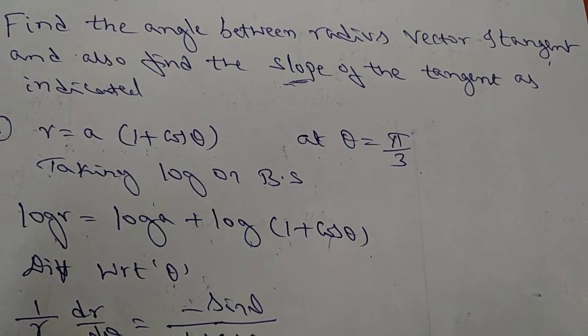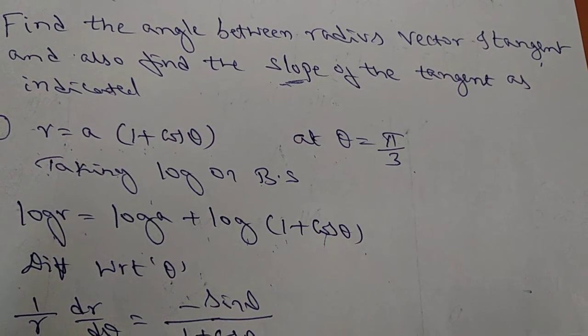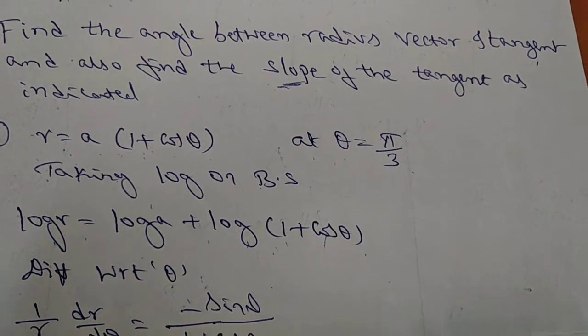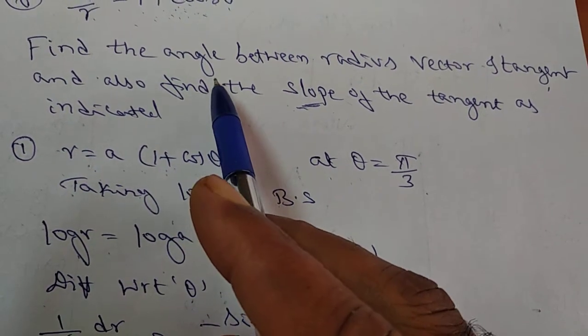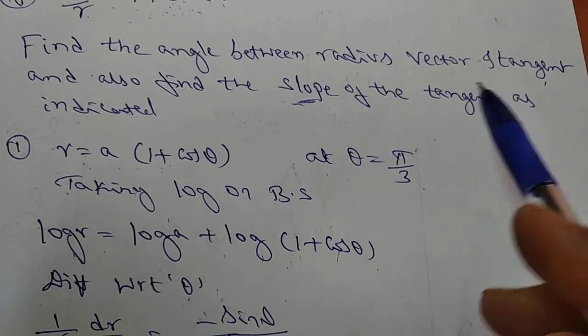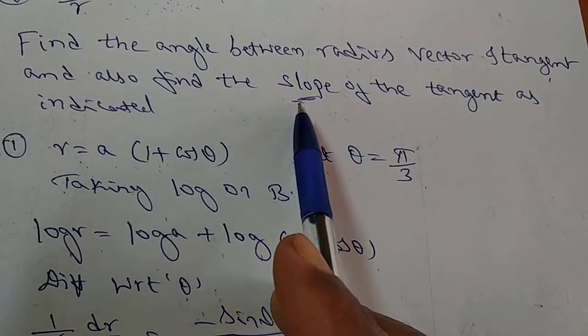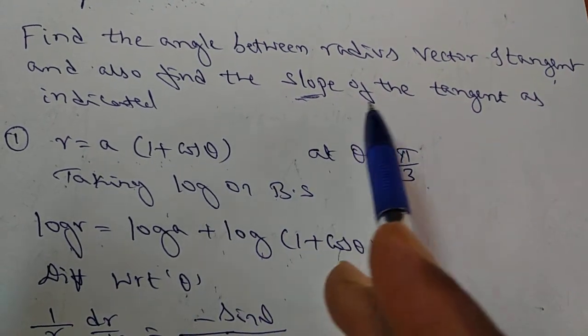Good morning. Today I want to discuss problems on radius vector and tangent. So first problem, find the angle between radius vector and tangent and also find the slope of the tangent as indicated. The angle between radius vector and tangent is given by the formula tan psi is equal to r into d theta by dr.